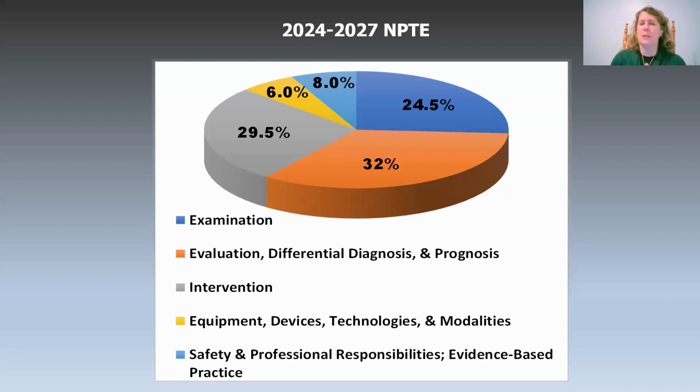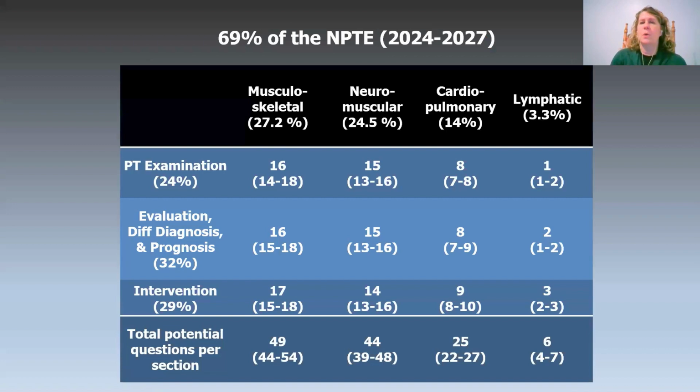Equipment, devices, technologies, modalities is 6%. Safety, professional roles, responsibilities, evidence-based practices, 8%. So you can just see from here, musculoskeletal, you're going to have about 49 questions, about 16 in exam, 16 in differential diagnosis, 17 in intervention. Well, look at lymphatics. You're only going to have like 1 in exam, 2 in differential diagnosis, and maybe 3 in intervention.